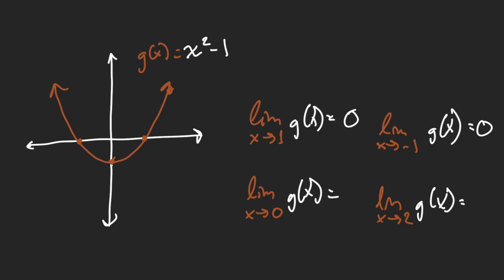Now down here, it's looking like we're approaching negative 1. Here's negative 1. So this is negative 1. And then as we approach 2, I know I didn't draw the whole graph here, but g of 2 is 3. So that means the limit as x approaches 2 is also going to be 3. Okay, so that was pretty easy.